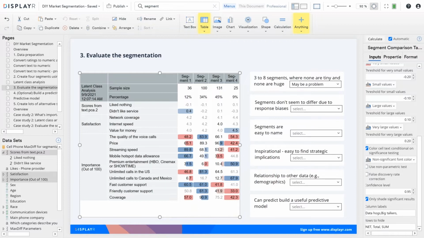What else is important to them? Well, quality is at average of voice is important, unlimited calls is important. So they're kind of the cheap talkers.